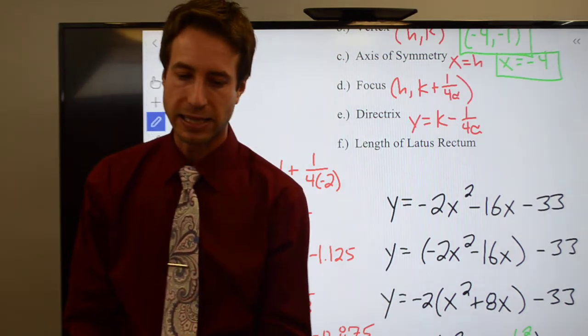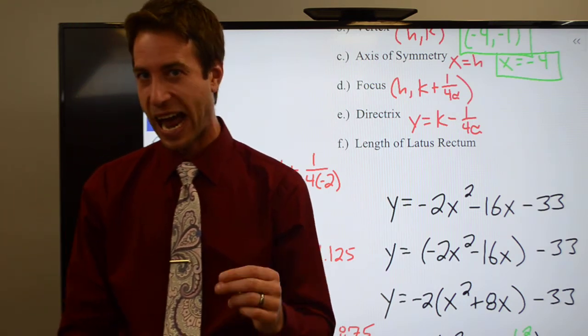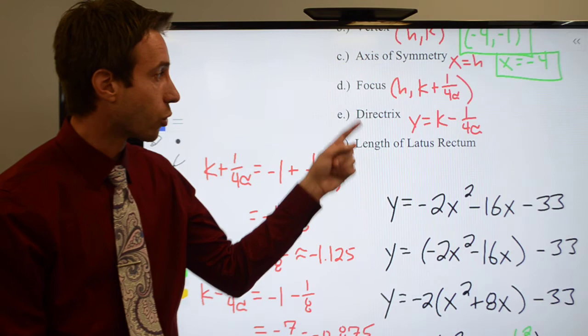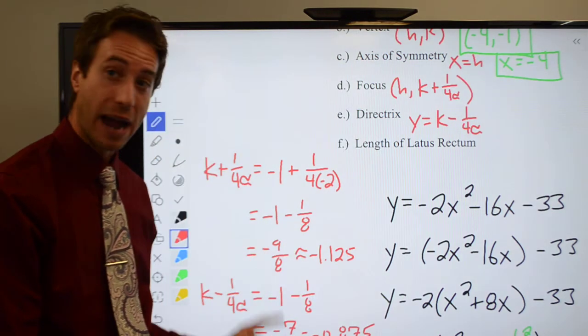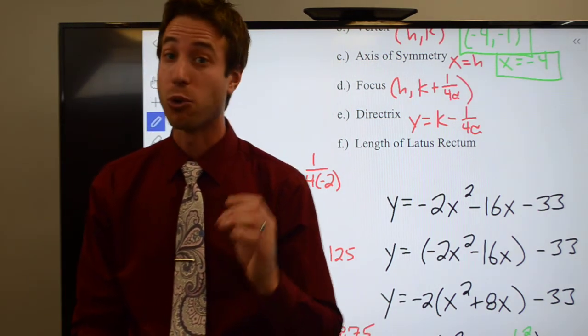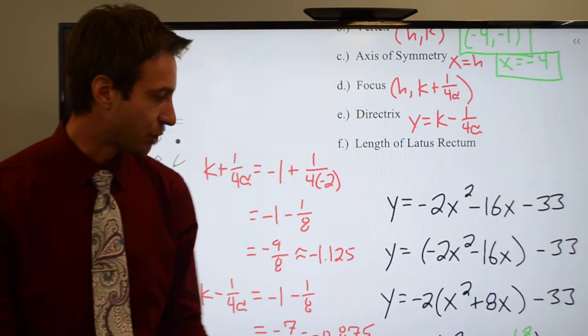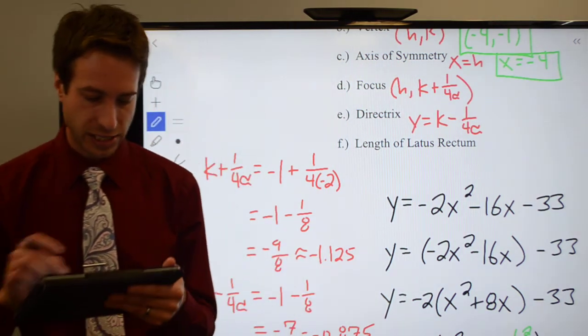Generally, on my test, if you're taking this class with me, if this were a multiple choice question and I were asking you for the focus or the directrix, I probably would leave it in fraction form. I just prefer fractions. I think they look nicer. But if I were asking you to graph it, absolutely, I'm going to graph a decimal over a fraction. Much, much easier.